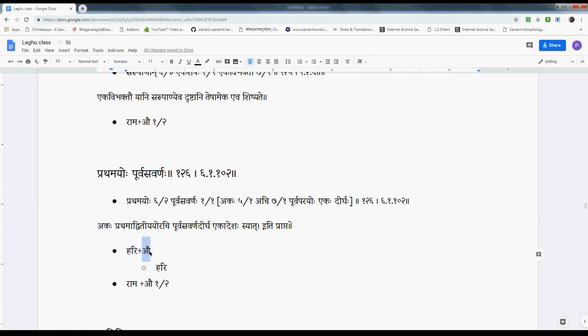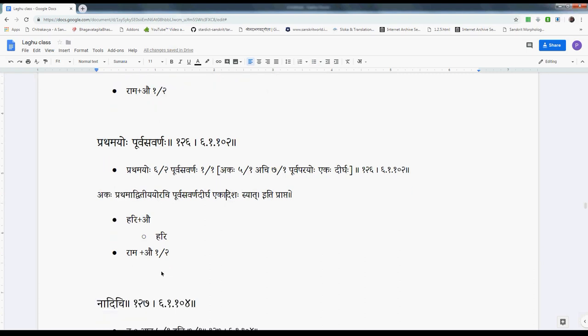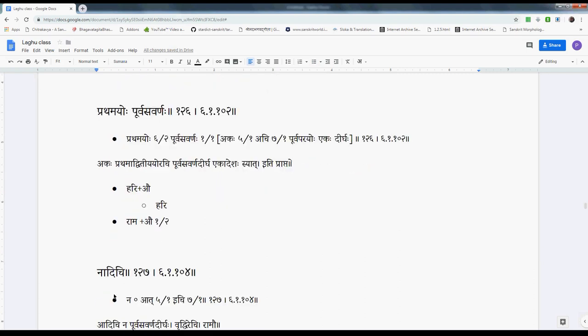And au is part of ach. Therefore, akaha prathama dvitiya yoho purva savarna dirgha ekadesha syat purva parayoho. So ak and ach, both conditions are met. And what is not met is nadachi. Nadichi says what? Ichi is met. This condition, au here, is ich. Au here is also ich obviously.